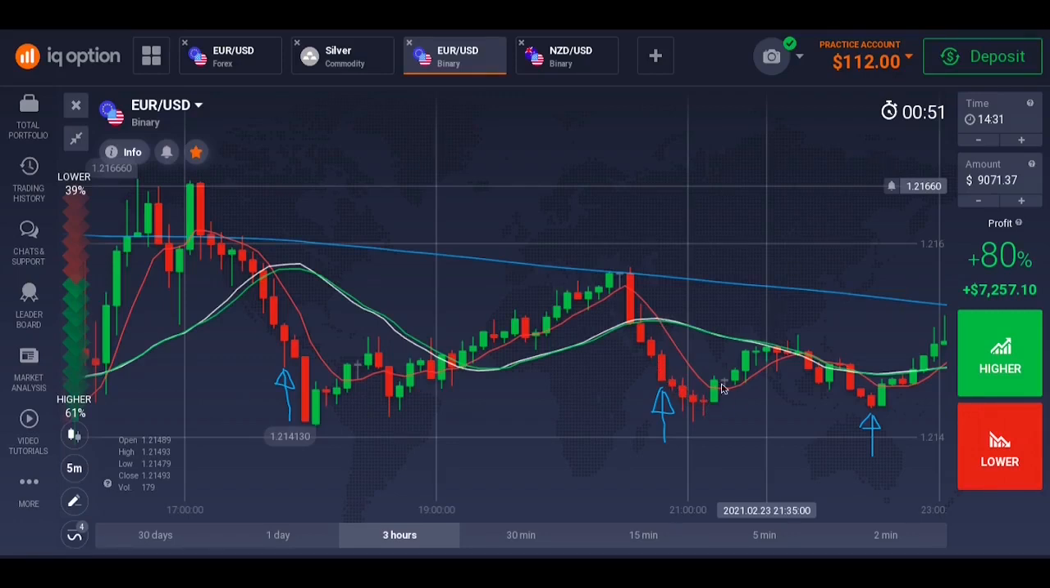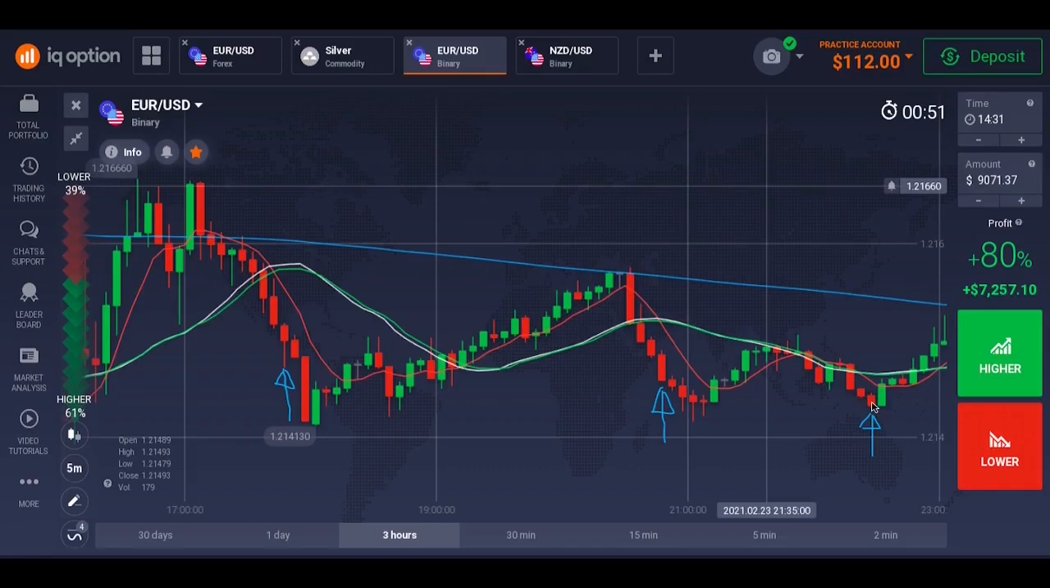So you wait for the market to retrace again. After the candle touches these moving averages, it came back. You wait for this one to close, then you sell. See, this is a confirmation, then you sell.